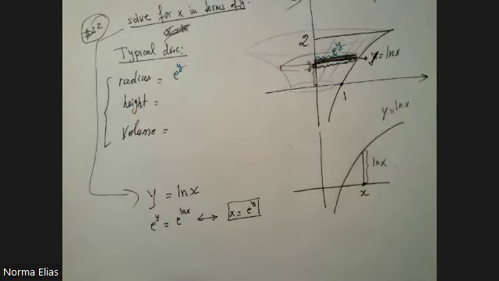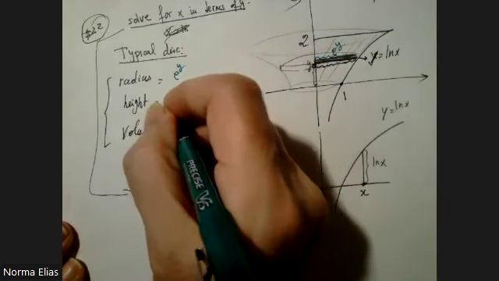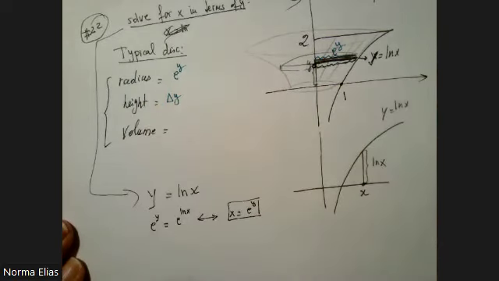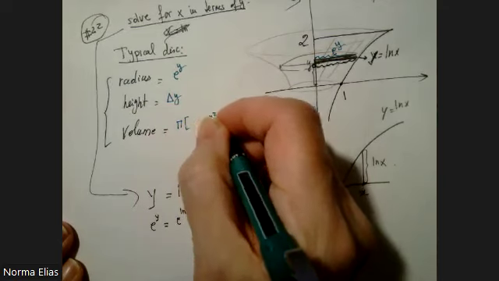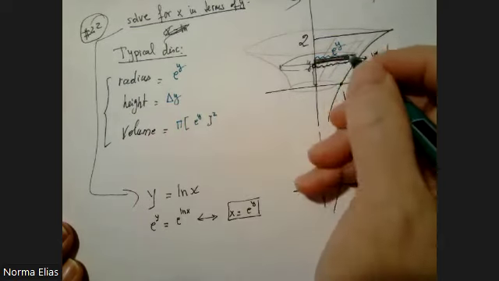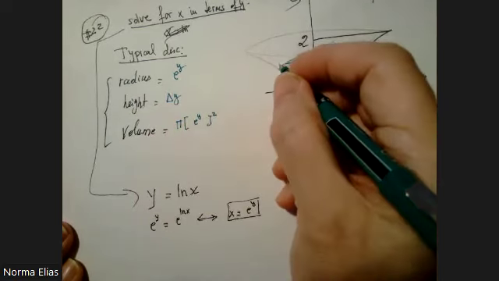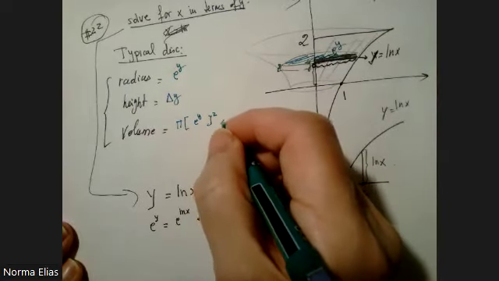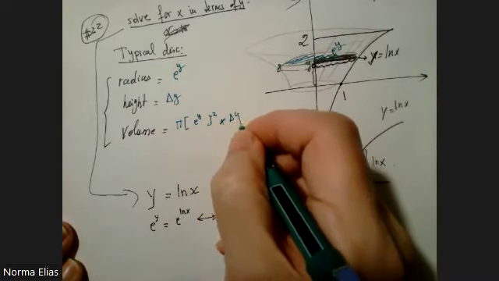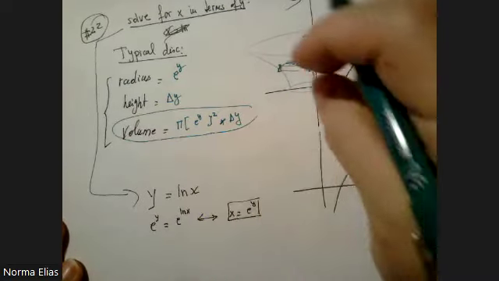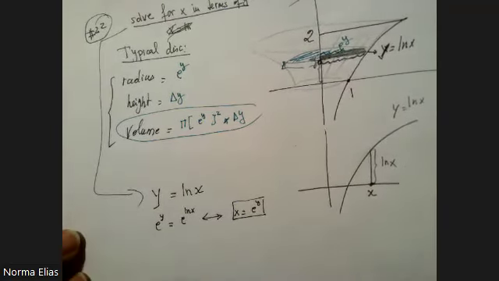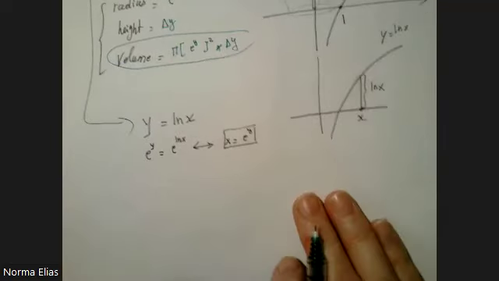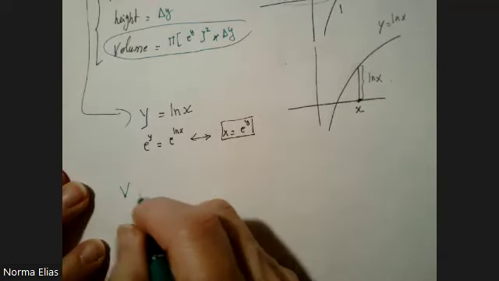Does that make sense? The height is my little delta y. That's the height. The volume is pi times the radius squared, which is basically the area of the circle, times delta y. So that's the volume of one little cylinder. When you do that, you're basically done with the problem in a way. So now what is the volume of the whole region?